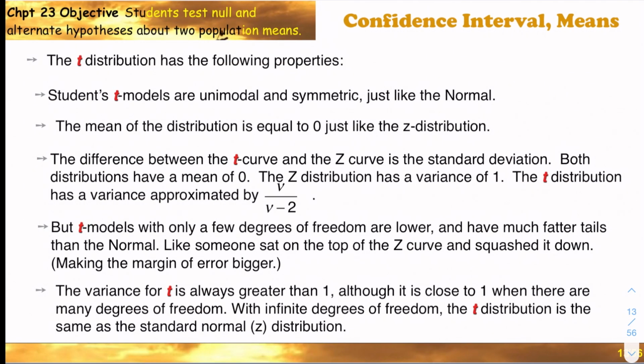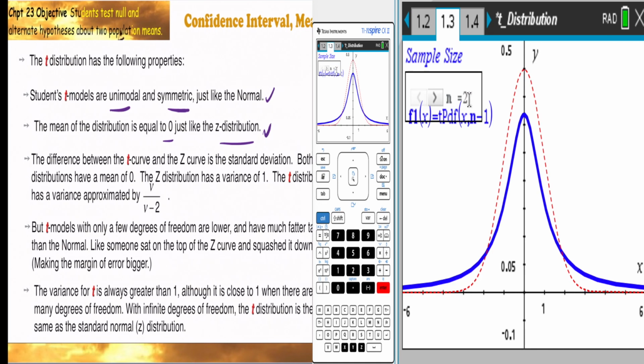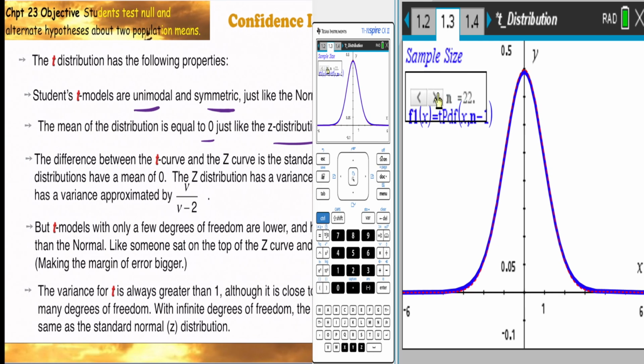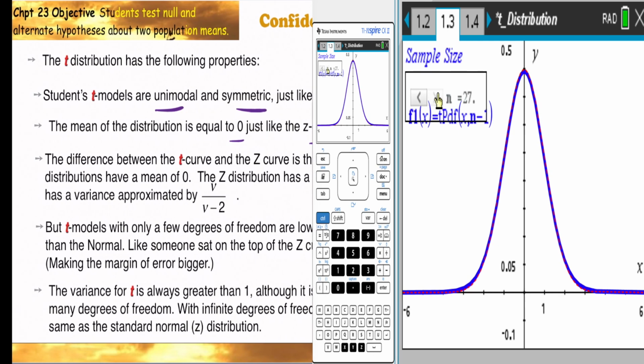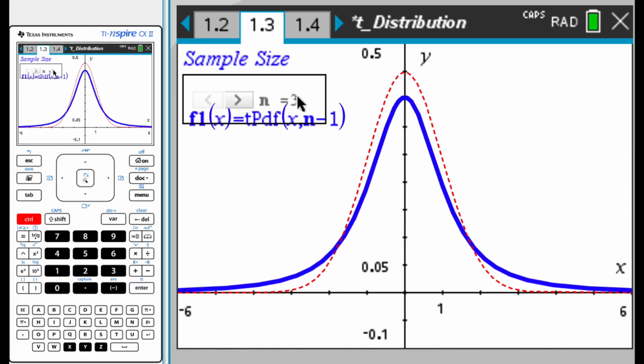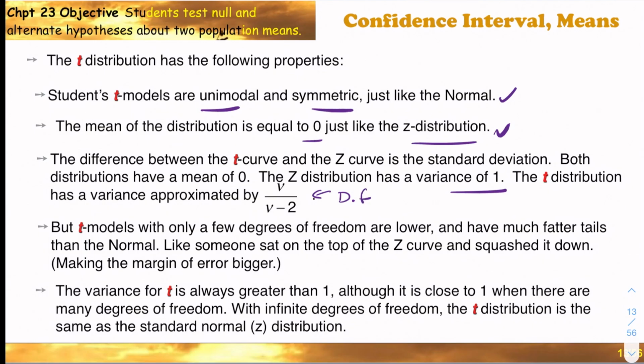So the T distribution has the following properties. Student's T models are unimodal and symmetric, just like the normal model. So that's nice. The mean of the distribution is equal to 0, just like the Z distribution. So both of those match. The difference between the T curve and the Z curve, which should be pictured here, is the standard deviation. Both distributions have a mean of 0. The Z distribution has a variance of 1, whereas for the T distribution the variance is approximated by nu over nu minus 2. Again, these are talking about degrees of freedom.